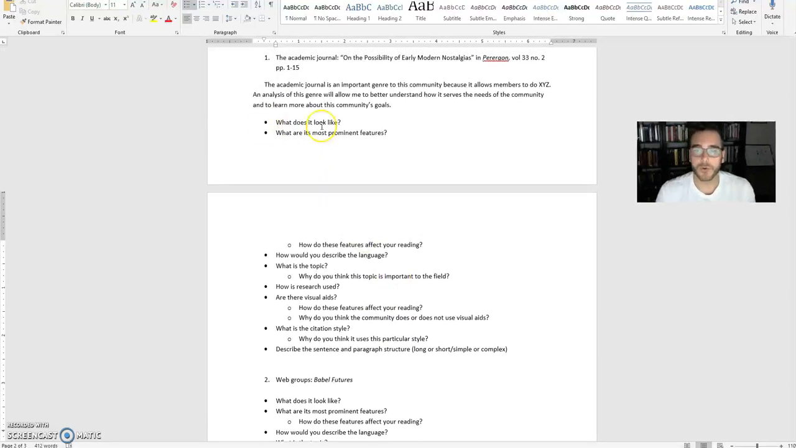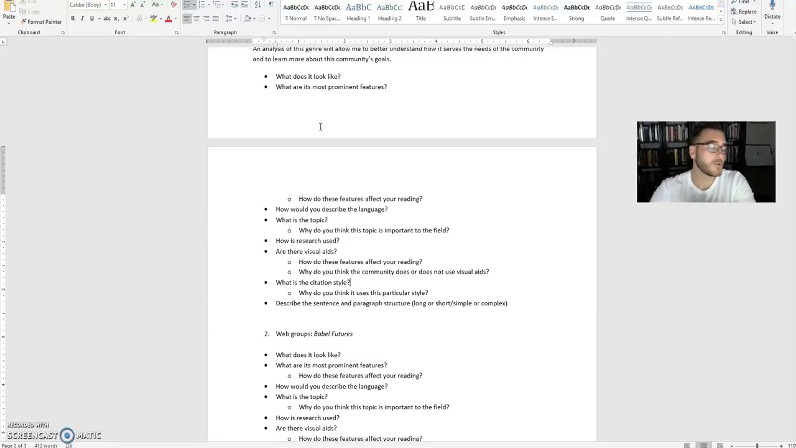So for example, describe what it looks like. So what does it look like on the page? How is it laid out? What are the most prominent features? Is there a big flashy title? Is the journal logo really depicted really obviously? Or what does it look like?